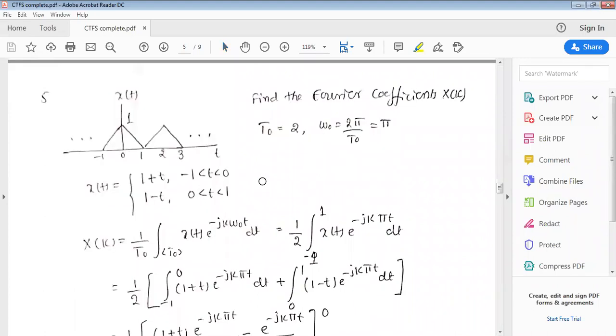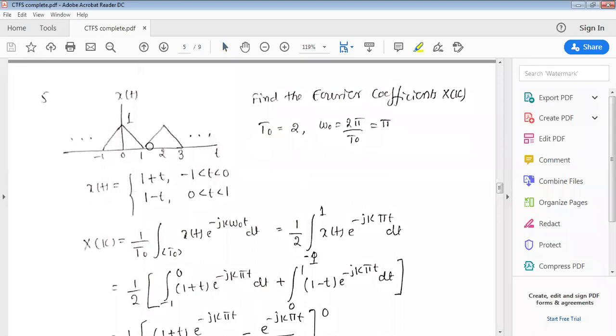Consider here, find the Fourier coefficients X of k of the signal shown. Okay, it's similar to the previous class problem we were seeing. Now the signal is infinite in duration, so it's a triangular signal.